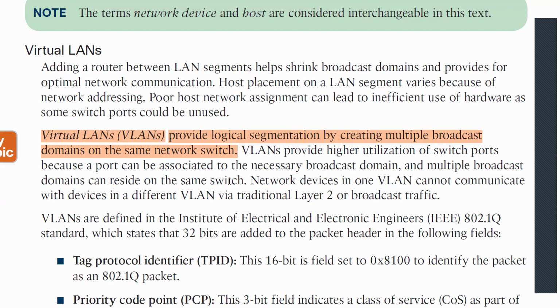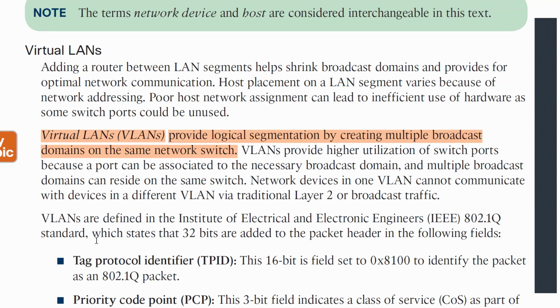Clear? So it provides us higher utilization of the switch ports. That means on a switch, we can use all the ports. Network devices in one VLAN cannot communicate with the devices in a different VLAN via traditional layer 2 or broadcast traffic. So two VLANs by default are not going to communicate with each other. Okay. So VLANs are identified in the IEEE 802.1q standard.